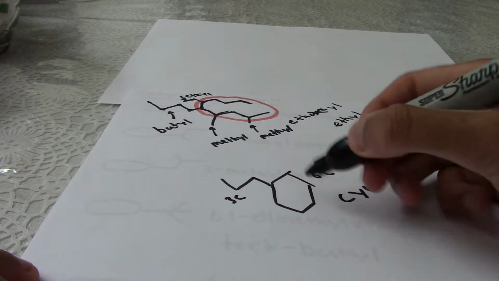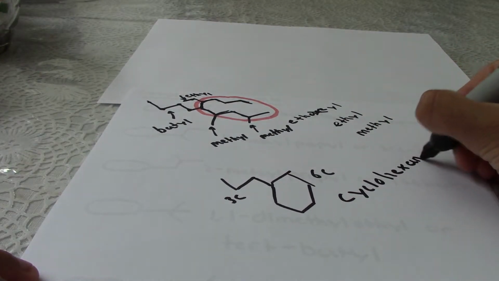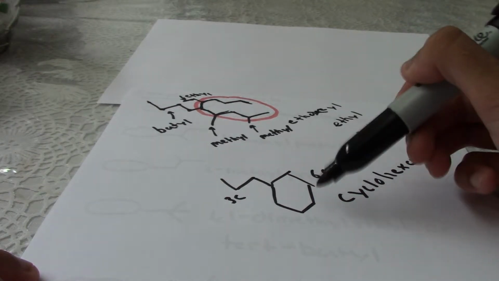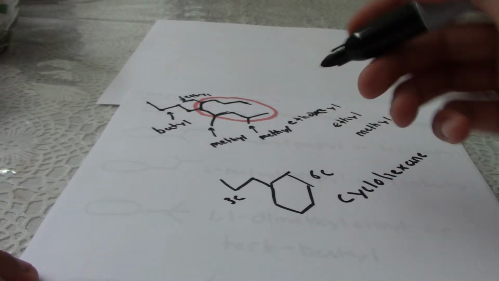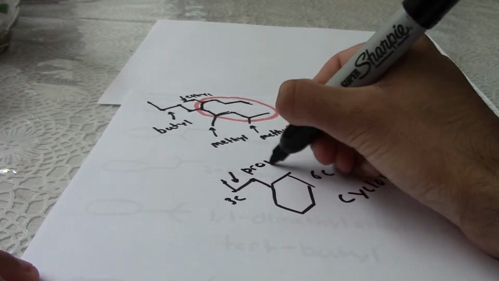So since this is indeed 6 carbons, it isn't hexane, but since it's a ring structure, we put the prefix cyclo in the front. So it'd be a cyclohexane. And same thing if this was 4 carbons and this was 3 carbons, this would now be a cyclobutane. And this, of course, since it's just 3 carbons, is our substituent, and it's a propyl group.